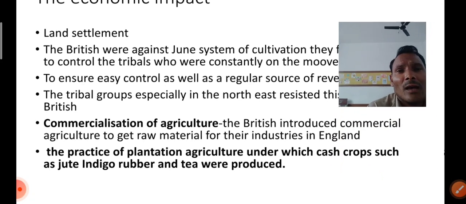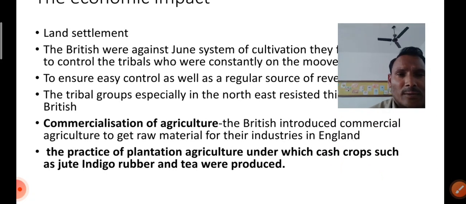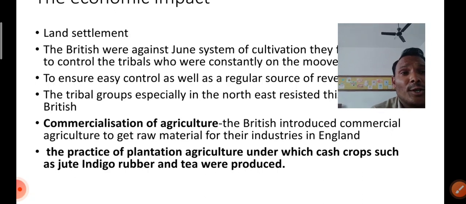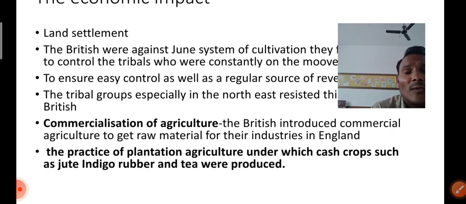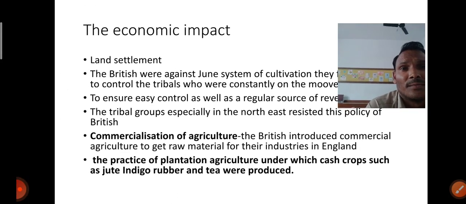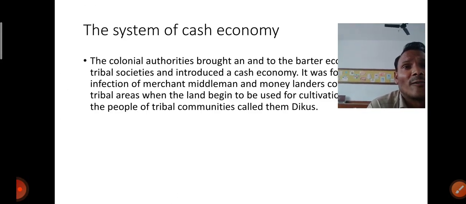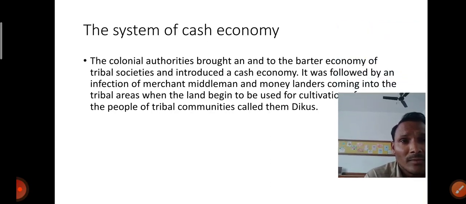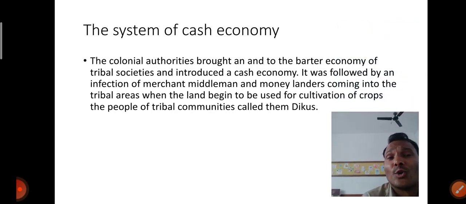Now we will see the commercialization of agriculture. The British introduced commercial agriculture to get raw material for their industrial requirements in England. The practice of plantation agriculture was introduced, under which cash crops such as jute, indigo, rubber and tea were produced. The system of cash economy. What was the system of cash economy?